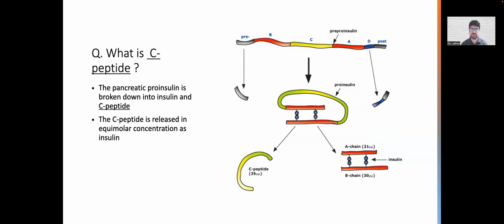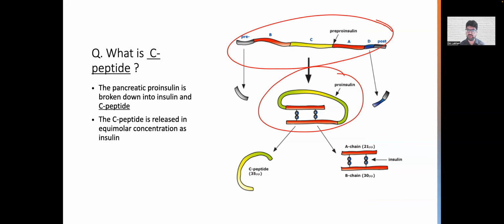Now, let's start with the core topic which we are discussing today. And the core topic is what exactly is C-peptide and how do you use that in clinical practice? Now, as you can see from this picture, there is something called as a proinsulin, which is secreted by the pancreatic beta cell. Now, a proinsulin is split into two parts. One is the actual insulin molecule, which has the alpha and the beta chain. And the second molecule is the C-peptide.